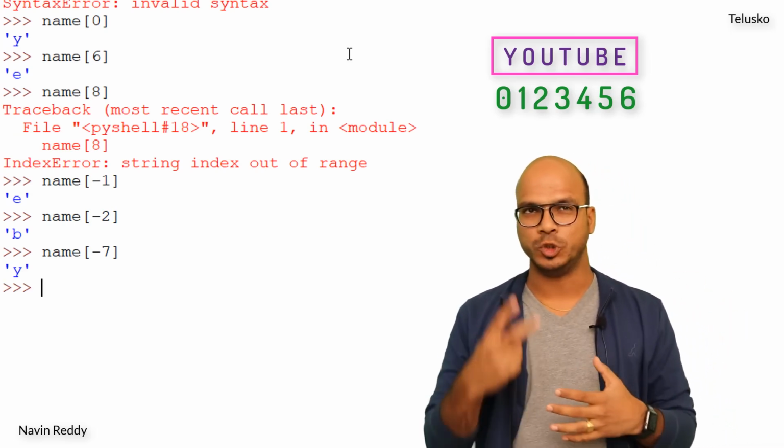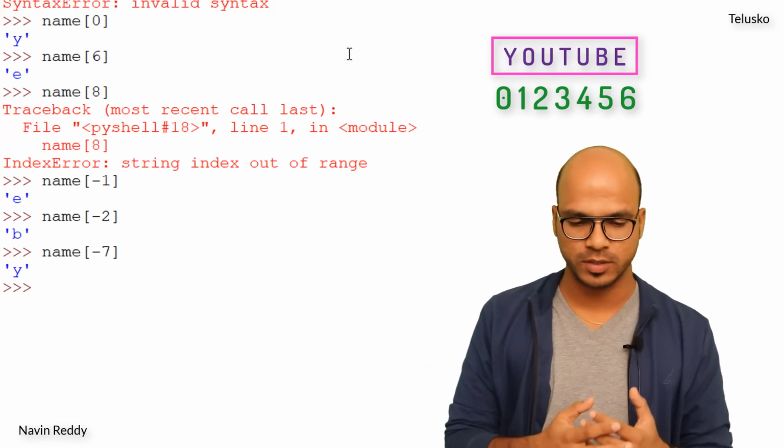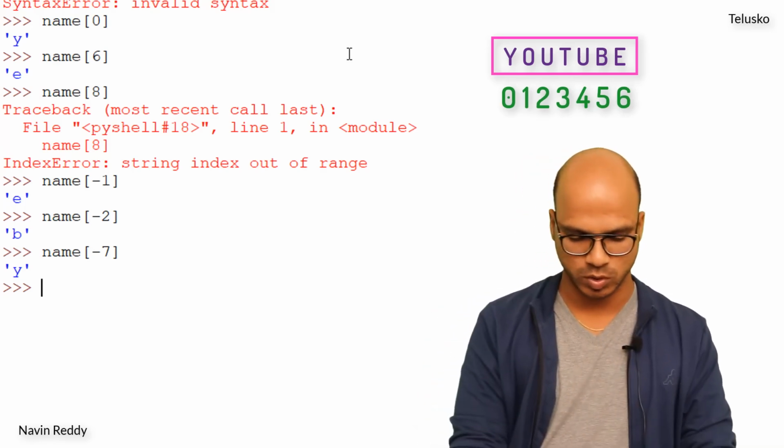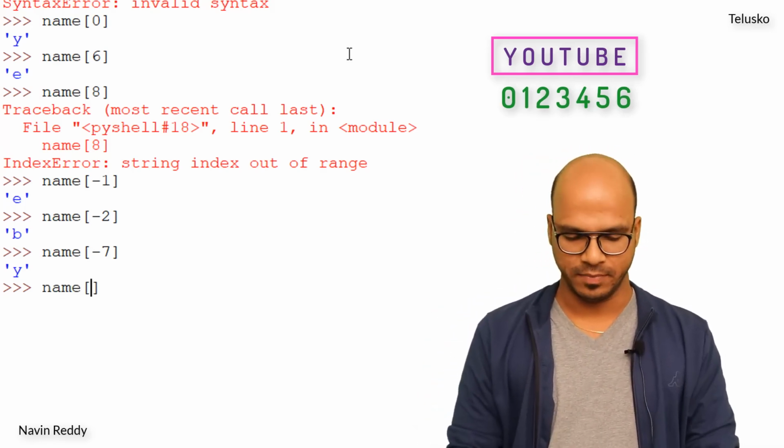Now what if I want to print 2 characters, not 1, 2? So let's say I want to print Y and O. So in this case, I will say name, and I will start with 0.